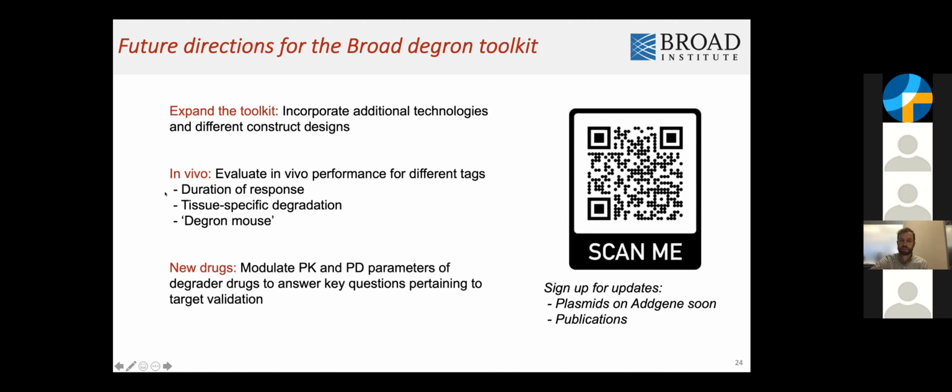And ideally have a system where we can have a small molecule that rapidly turns off and then turns on the protein of interest when you withdraw the drug. And this is all leading to this idea of developing knock-in mice, where you can evaluate every tissue upon depletion of your protein of interest. We're also interested in new compounds for inducing degradation, so that we can start modulating PK and PD parameters of these drugs to answer some of these important target validation questions. So if anybody has suggestions for that, we'd certainly welcome them.